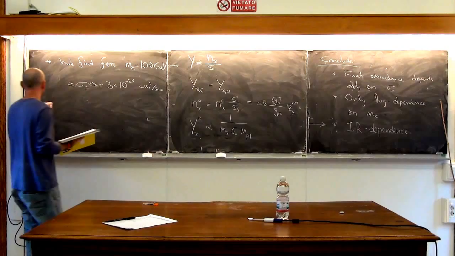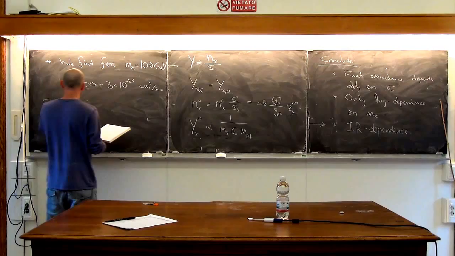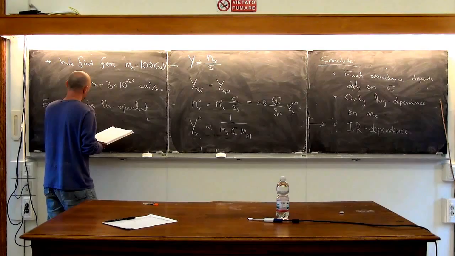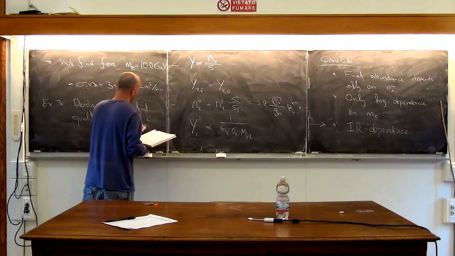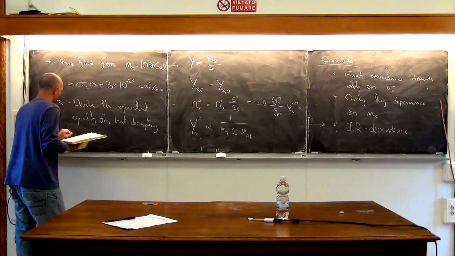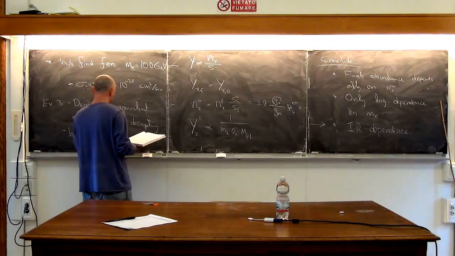So before that, exercise number three: derive the equivalent equality for hot decoupling, namely, what is the number density when the hot relic decouples, not when we decouple with this exponential suppression. And what is the limit on M for a hot relic?